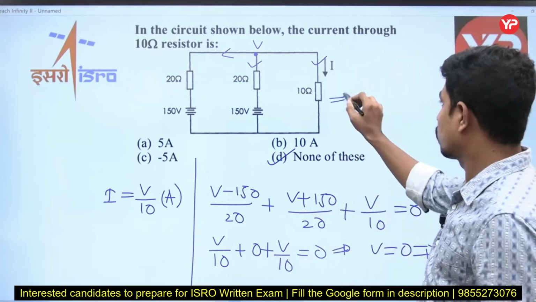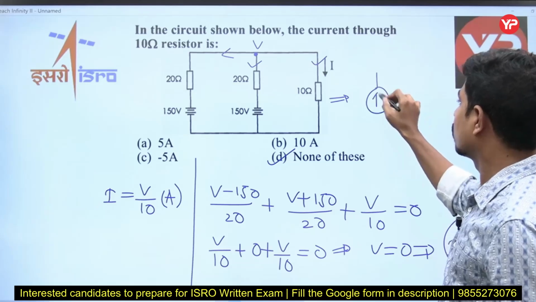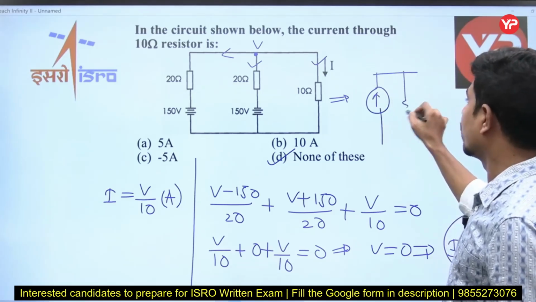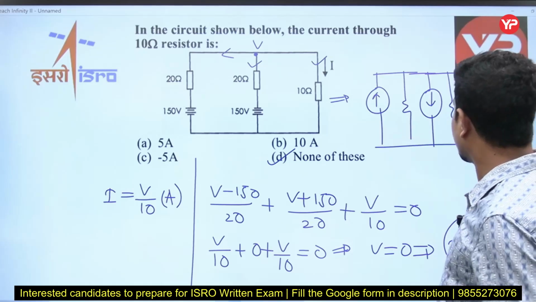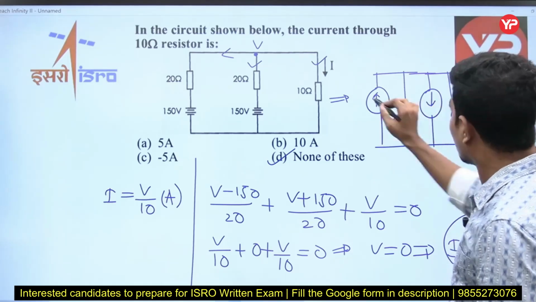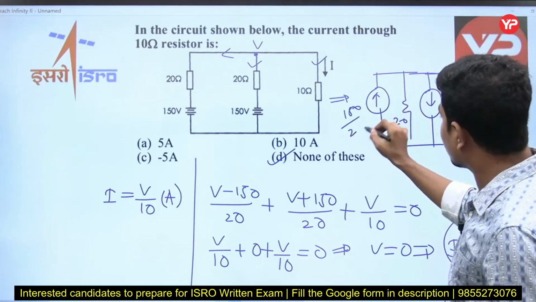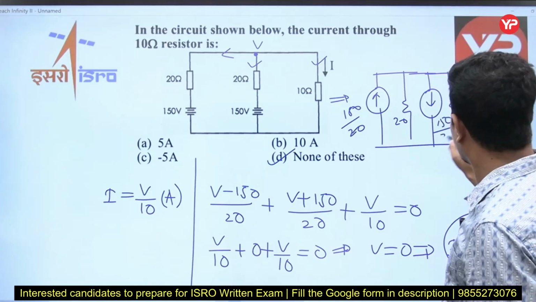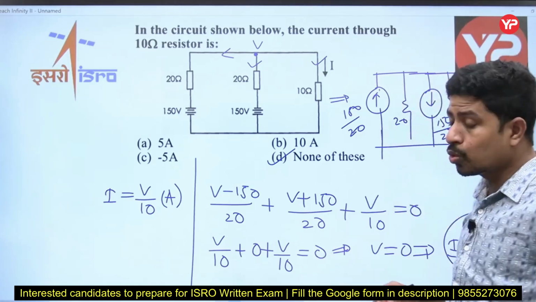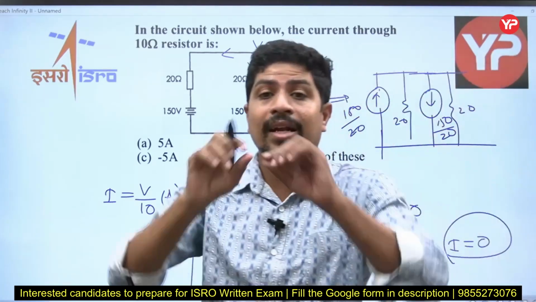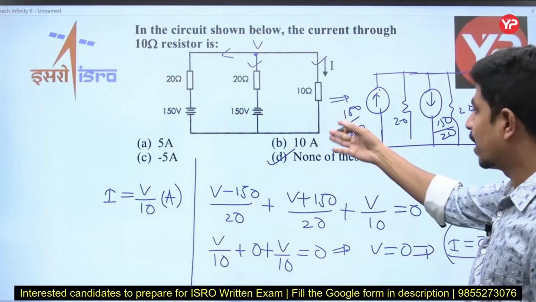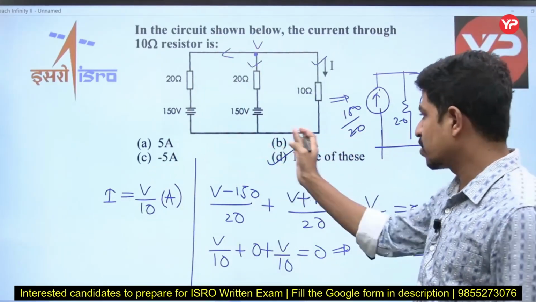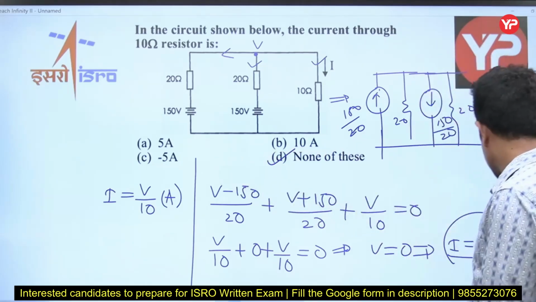If you take its source transformation, you see this is the current source upside with some 20 ohms, but this is the current source downside with resistance 20. What is this current value? 150 divided by 20. What is this current value? 150 divided by 20. Both are opposite. Two opposite equal current sources are there. Net current is exactly 0. If current is 0, nothing is flowing in that. So it is not 5, it is not 10, it is not minus 5. None of this is the answer, right?